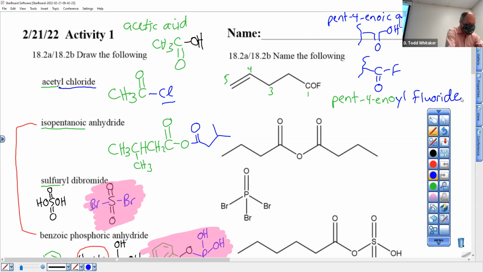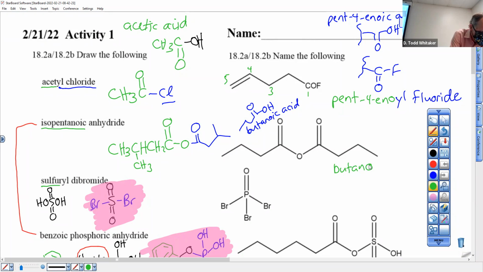Okay. Next one is a symmetric anhydride. The acid was butanoic acid. Follow the rules exactly. Sorry, I switched the color scheme on you. Let's go butano. Keep everything up to the o. Lose everything after the o.